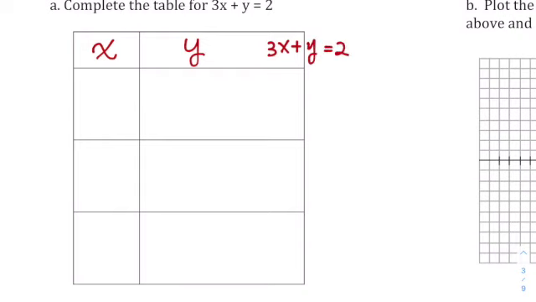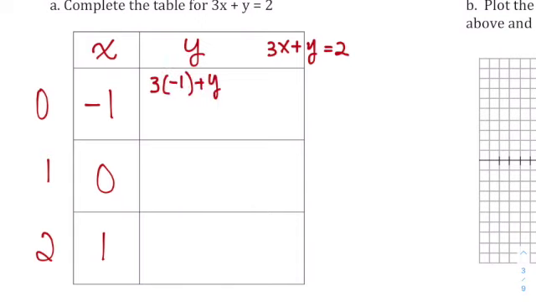Okay, so now here we go. Picking some of the points, I will still do -1, 0, or 1. You can pick 0, 1, 2. Either one will be okay. All right, so if you do -1, it's going to be 3 times -1 plus y equals 2. Now you have to move around to solve it. So that's going to be -3 plus y equals 2. And plus 3 plus 3. That's going to be y equals 5.